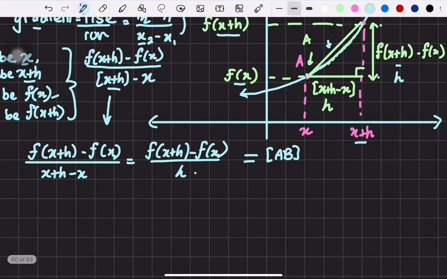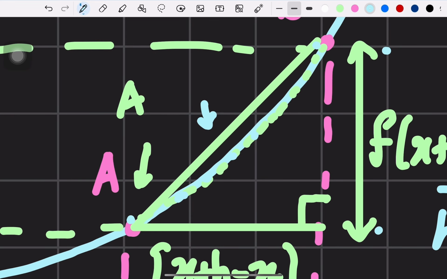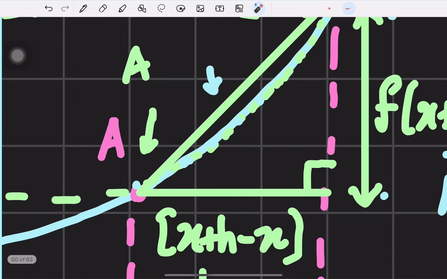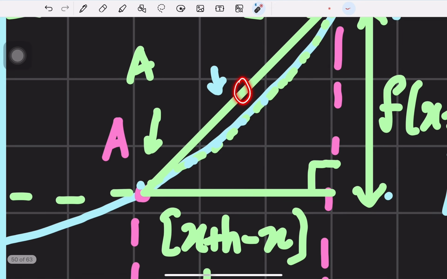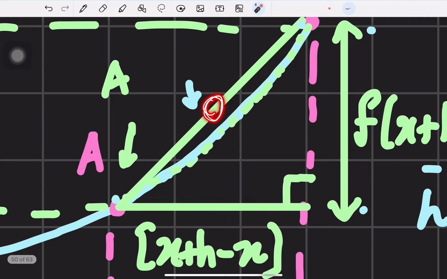Okay, now here's the calculus bit. Now we want to find the gradient of this, right? So what we're going to do is make this tangent infinitely small. We want to make h approach 0. The h has to approach a value of 0.